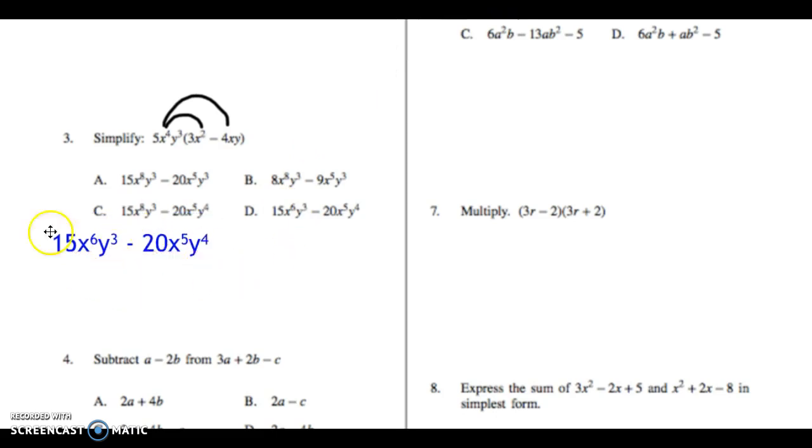And let's see if the answer is there. 15x to the 6th, y to the 3rd. How about this one? Does this work? Yeah, definitely.